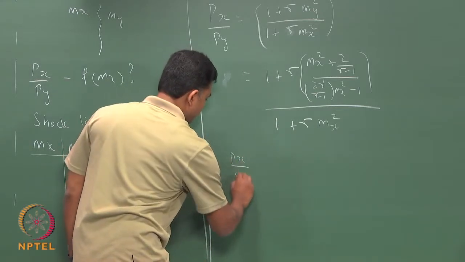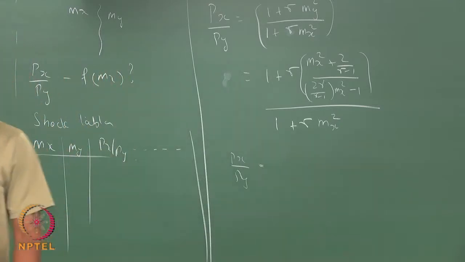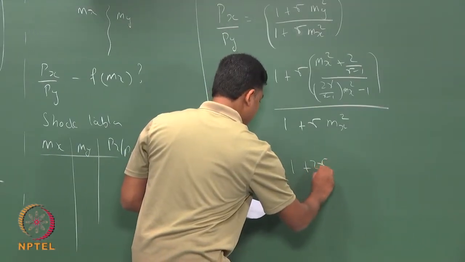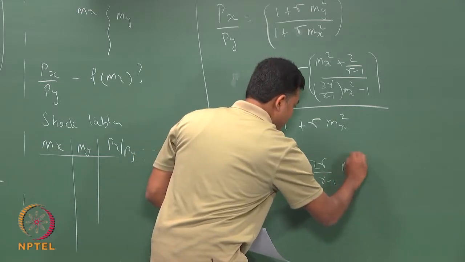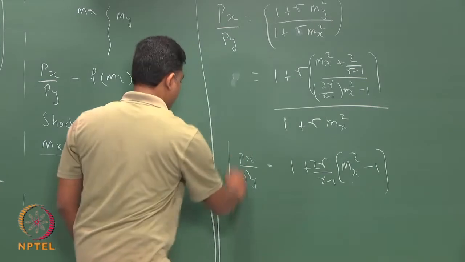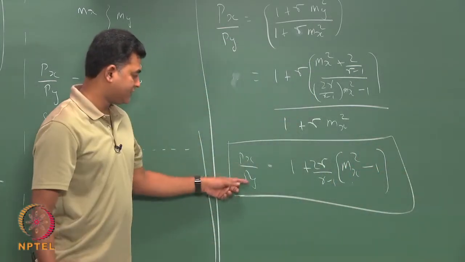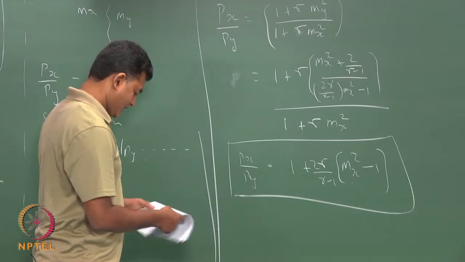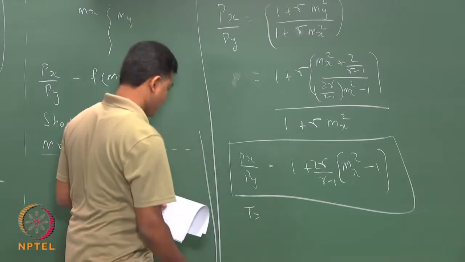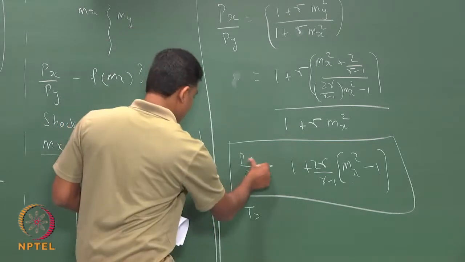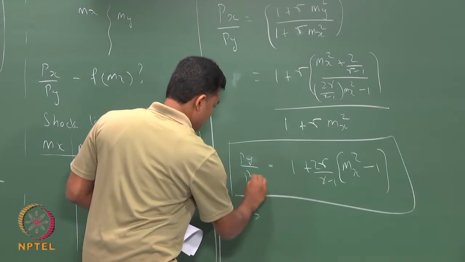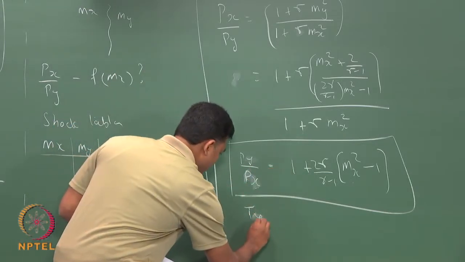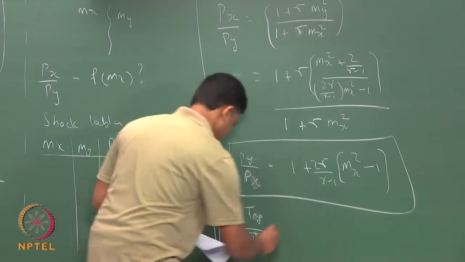So, the final equation would look something like 1 plus gamma, 2 gamma by gamma minus 1 into Mx square minus 1. I have the pressure ratio before and after the shock in terms of my Mach number before the shock. Likewise, I can get Ty by Tx. So, there is a correction here. This is Py by Px, and this is Ty by Tx.